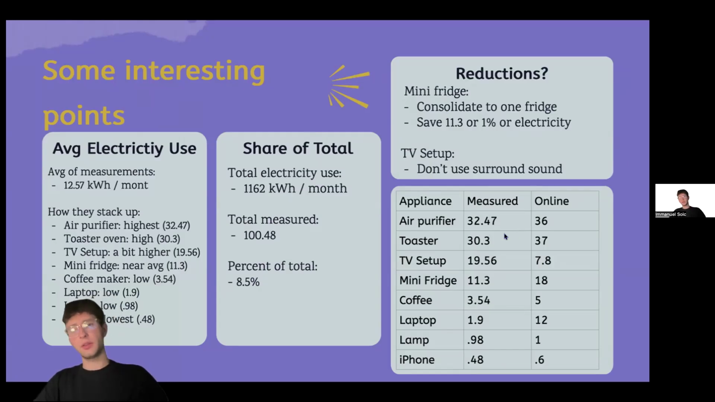But of what I did measure, only one thing was above the average that I found online, and that would be the TV setup. So I'm proud to say that in the other items, I was more environmentally conservative. Where I can make some reductions, I can ditch the mini fridge and consolidate to one fridge, and I can save about 11.3 kilowatt hours, or 1% of electricity, since we don't even use the mini fridge that much. But if I had to guess, I would say some real reductions could be made by using the dishwasher less and using the dryer and washer less. However, I couldn't measure those, so I can't say for sure.